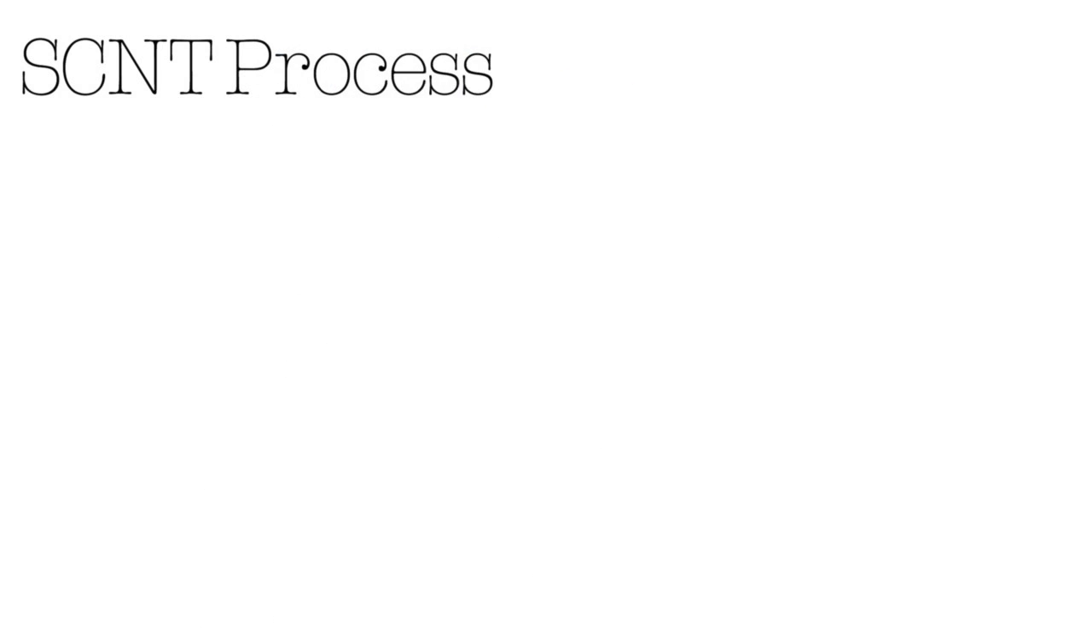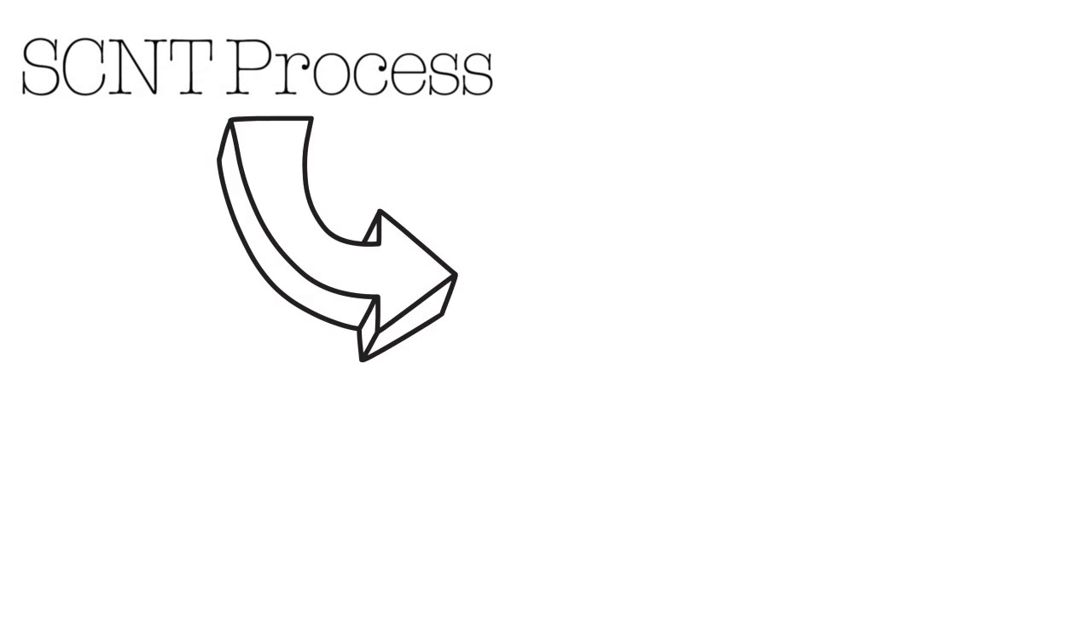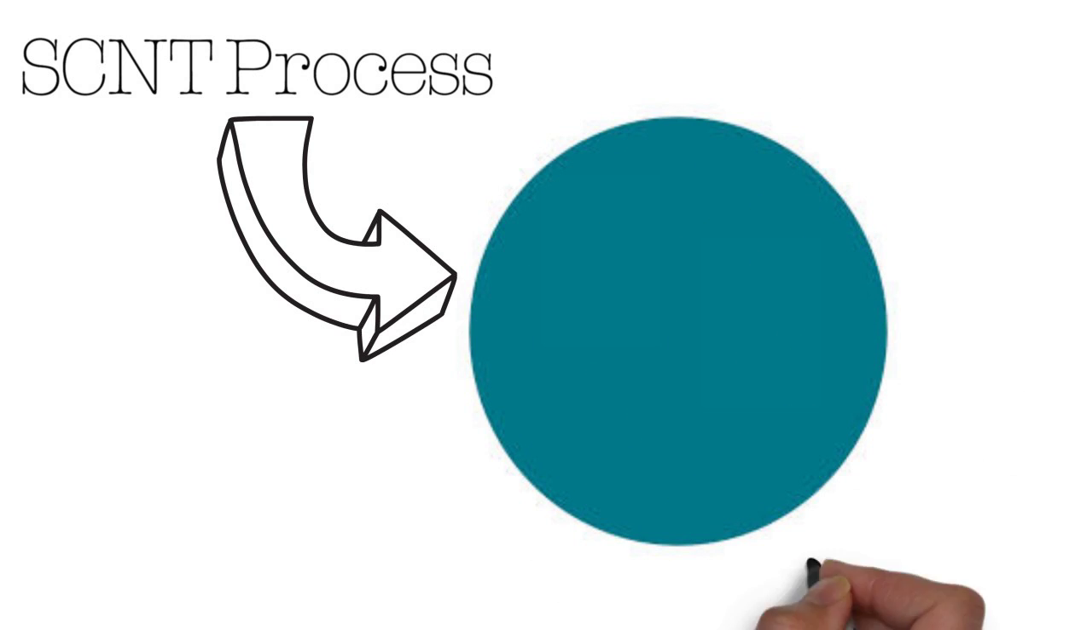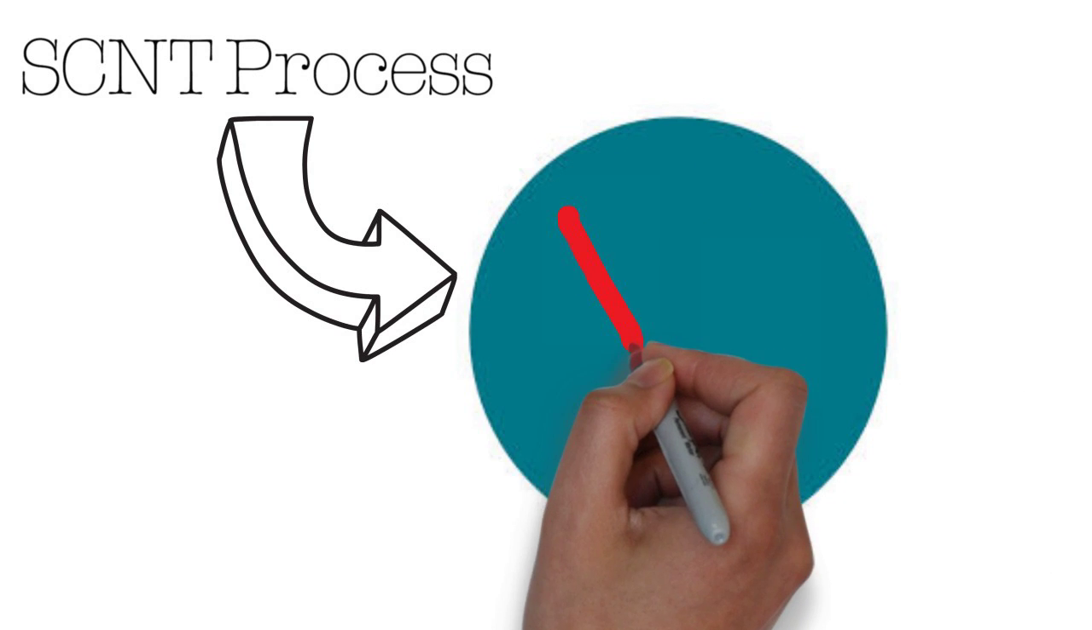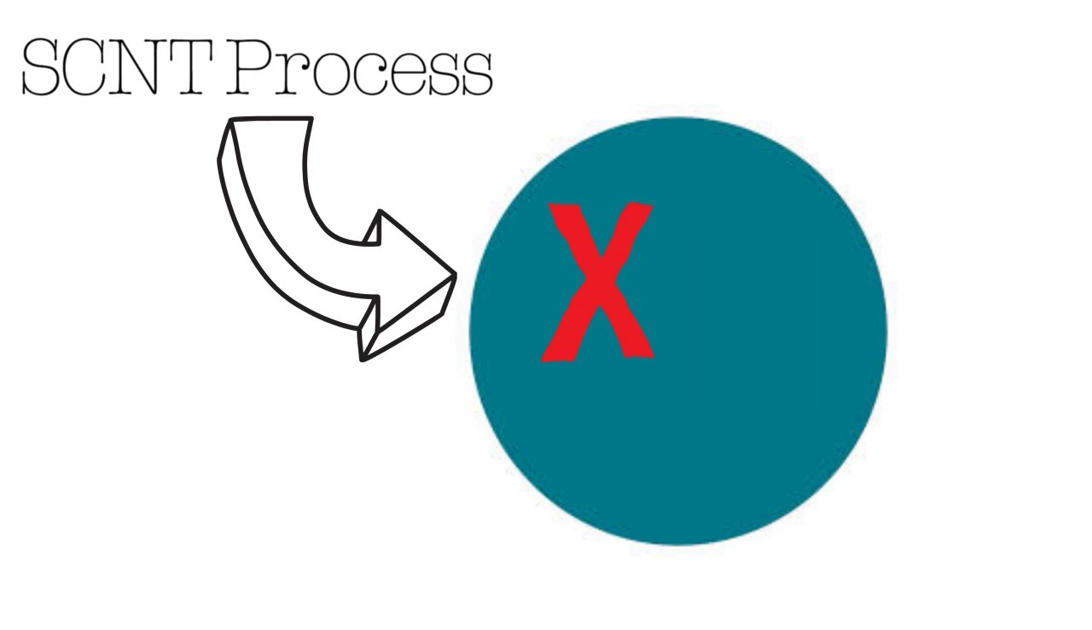In SCNT, the egg cell's single set of chromosomes is removed when the nucleus is taken out. It is replaced by the nucleus from a somatic cell, which already contains two complete sets of chromosomes. So in the resulting embryo, both sets of chromosomes come from the somatic cell.